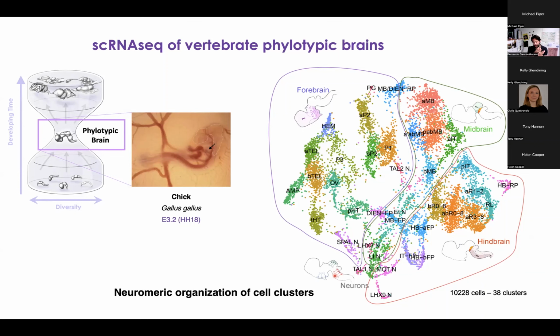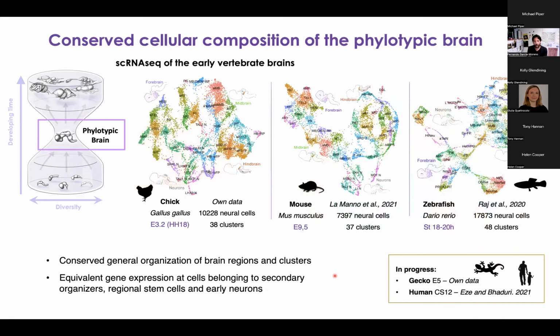The neuromeres, or the rings of the neural tube, will be present in these UMAPs, and we will try to compare them. We are working now with 5 species. In all of them, we study the cells of the phylotypic brain stage, which is very early in development. I have presented to you earlier the chick data set that we are studying.